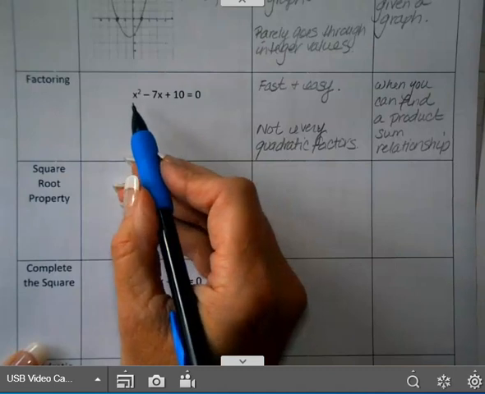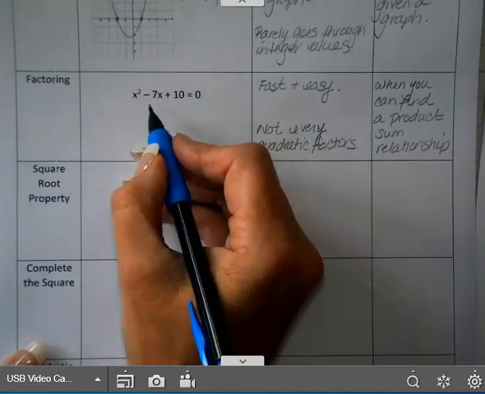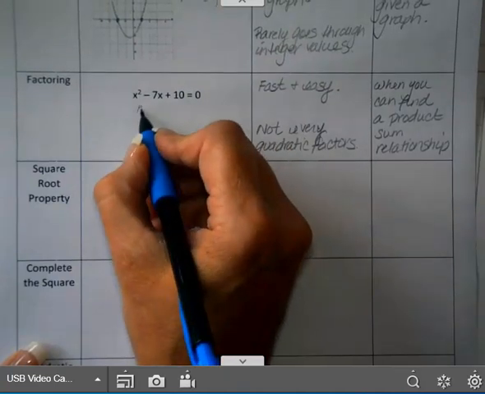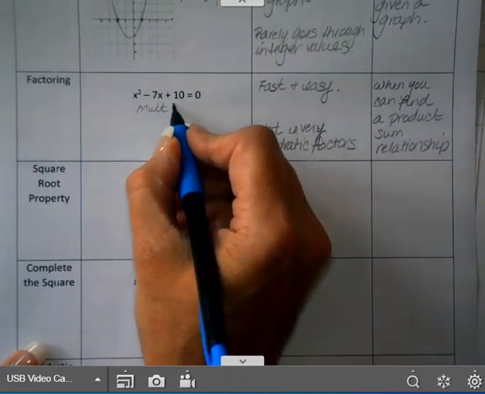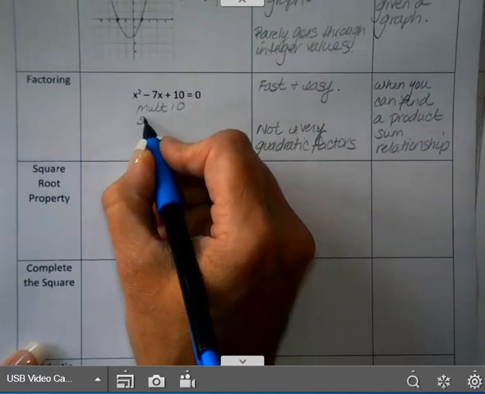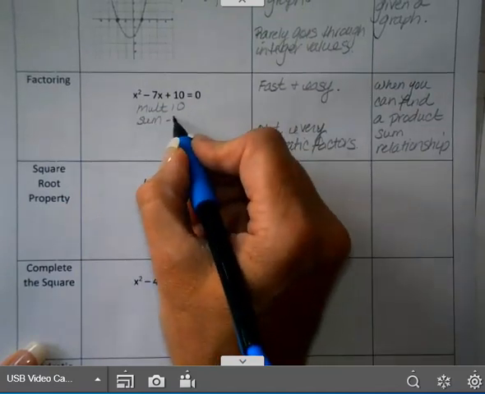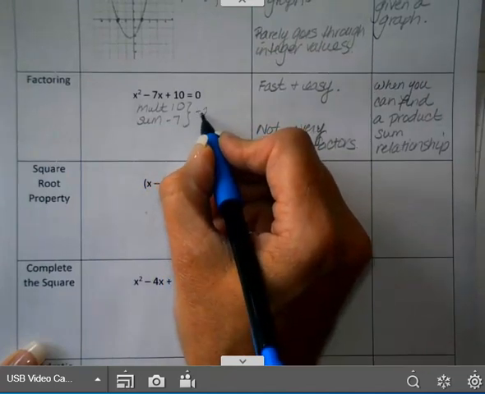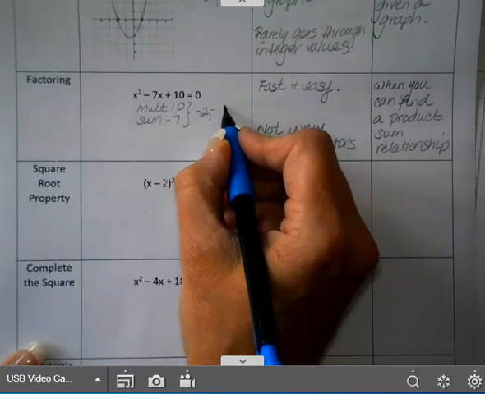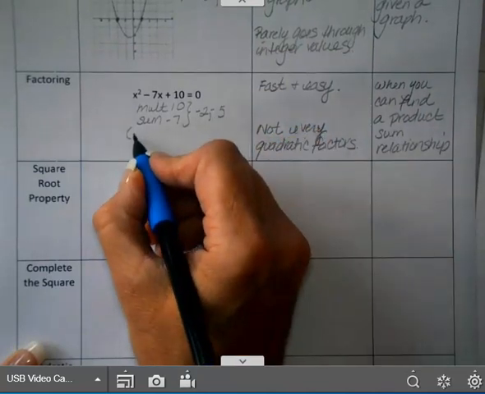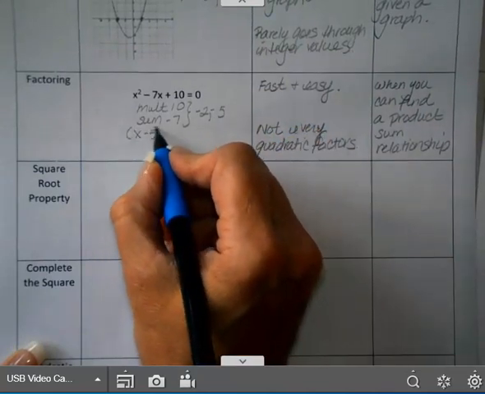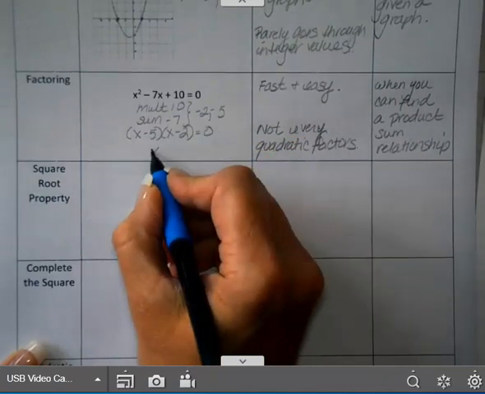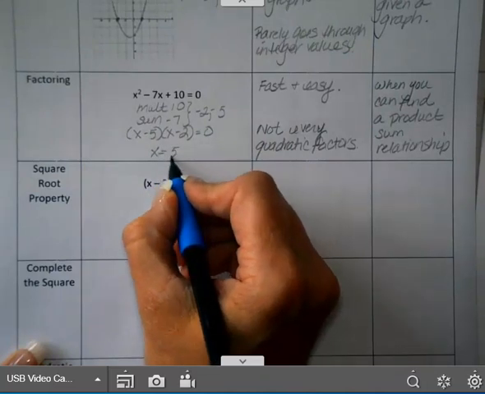Let's go ahead and look at this one. This does have a product-sum relationship. I need something that multiplies to 10. So it has a product of 10, and it has a sum of -7. And so those would be -2 and -5. So when you factor this, you'll have (x - 5)(x - 2) = 0. So my solutions for this would be 5 and 2.